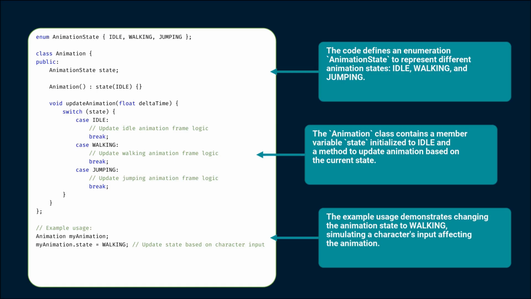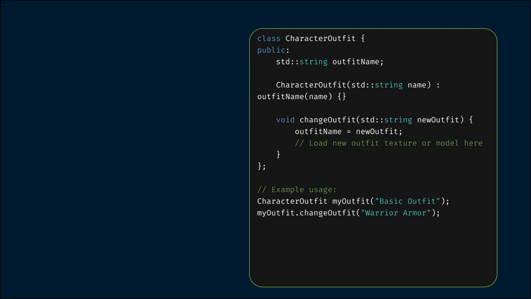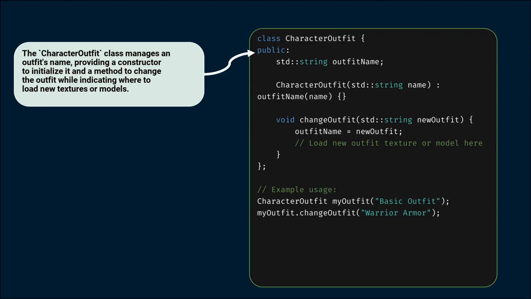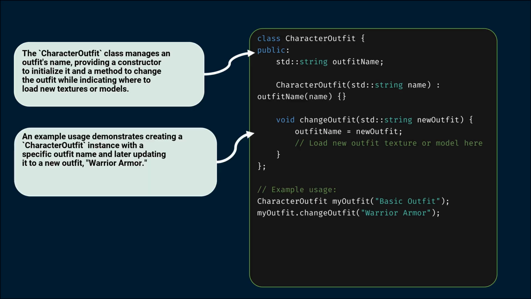much more engaging. Now, let's implement the Character Outfit class, which will enable our characters to dynamically change outfits during gameplay. This class is designed to hold the current outfit's information, represented by a string called outfit name. The constructor initializes the outfit with a provided name, setting the stage for effective outfit management. Next, we include the Change Outfit method, which is pivotal for altering the character's appearance.